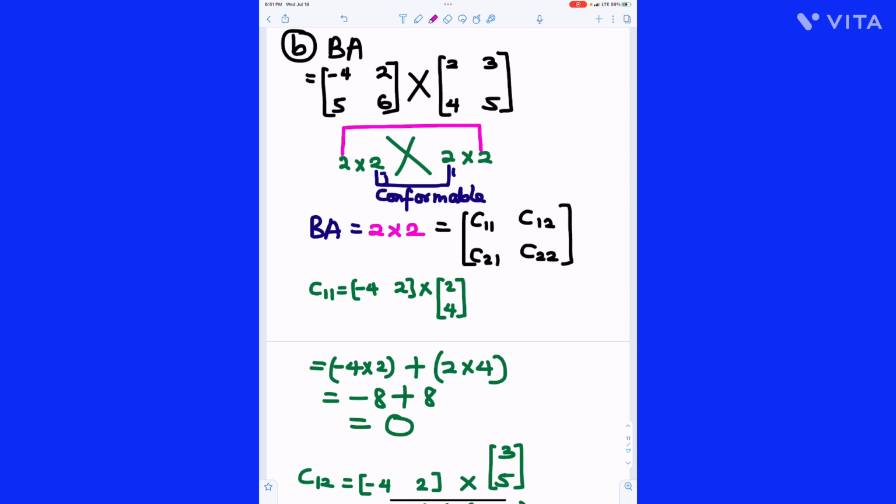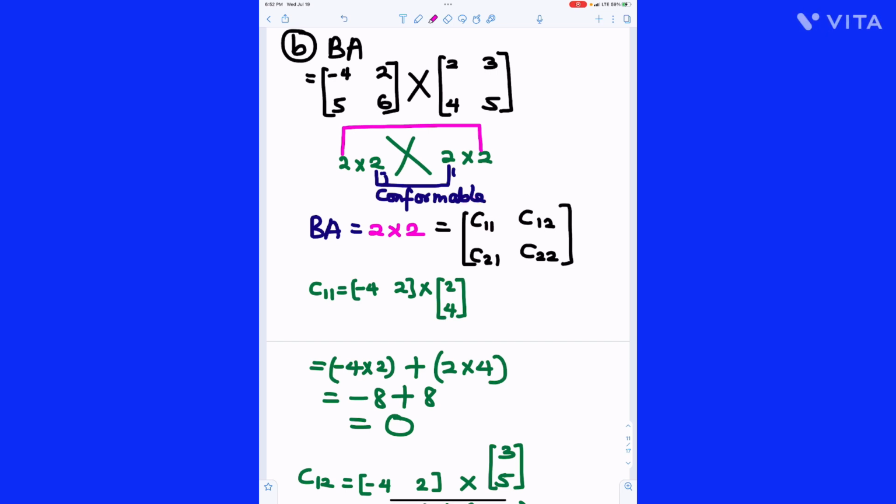I'm going to be a little bit faster here, as this is our second example. So how do I do that? Minus 4 times 2 will give me minus 8. Then 2 times 4 will give me 8. I'll add the two answers up, and I'll get the element in the first row, first column. So in my answer, the value here will be 0.